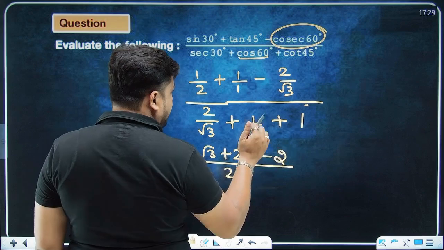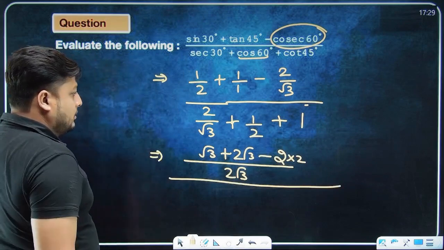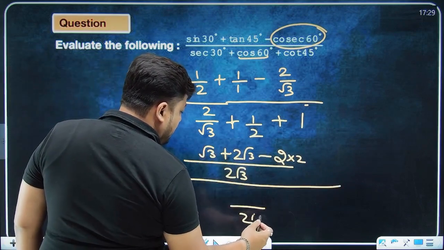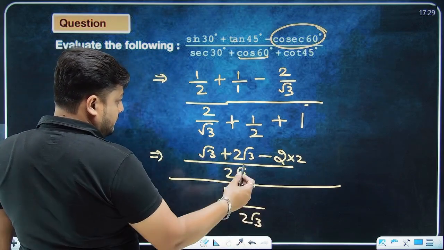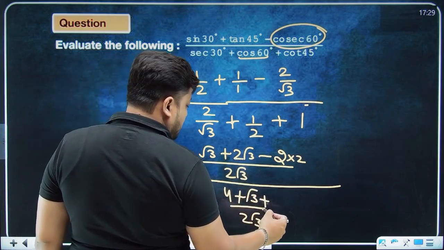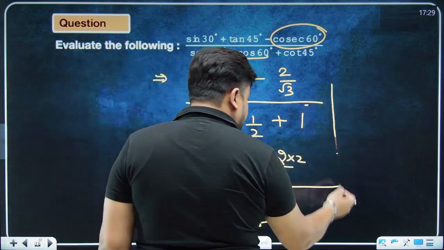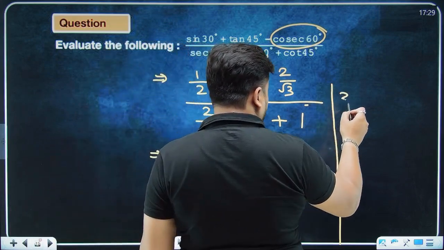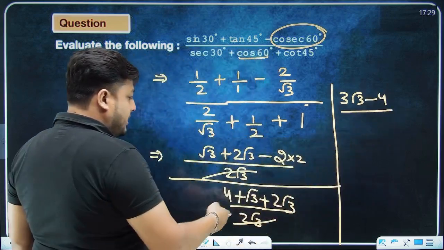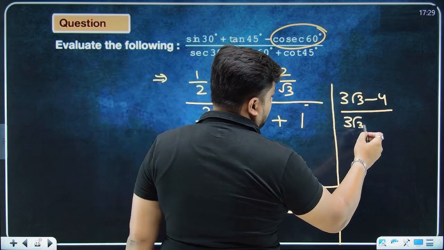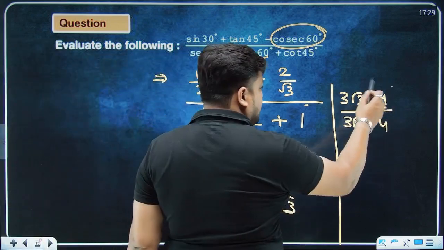Okay, 2 twos are 4, 2 into 2. Now again, here you will take the LCM. Again it will be 2 root 3. So root 3 is here, 4 plus root 3 plus 2 root 3. It will cancel each other, right? It is a very important question. It will come 3 root 3, because 2 root 3 plus root 3 is 3 root 3, minus 4, and in denominator you will have 3 root 3 plus 4. And you can rationalize it to get the final answer. But this answer is absolutely correct.